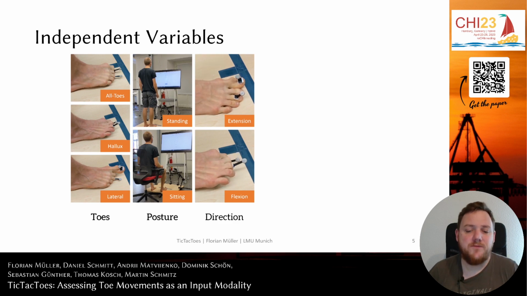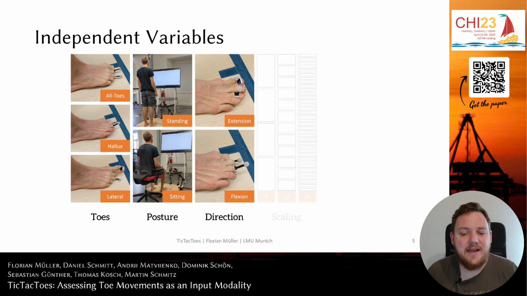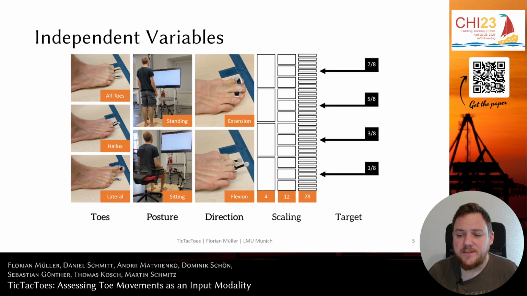Finally, we wanted to understand the capabilities for fine-grained interaction, so we also varied the subdivision of the interaction area as the scaling with 4, 12 and 28 subdivisions per direction. So that means in both extension and flexion direction. As well as the target with 4 levels. Through the design of the scaling and the target factors, all targets were in the center of a field of the scaling.